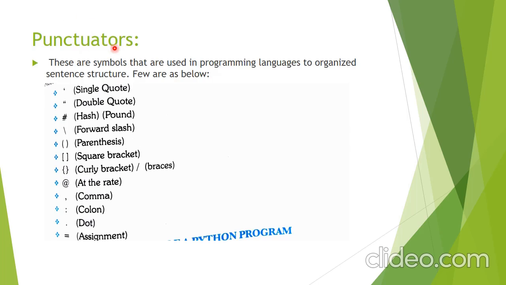Now next is punctuators. These are the symbols that are used in the Python programming language to organize the sentence structure. Like we have a single quotation, double quotation, a few assignment operators, dot, colon. We will use these in our programming language, and they have special meaning. So these all are the punctuators we will use in Python.